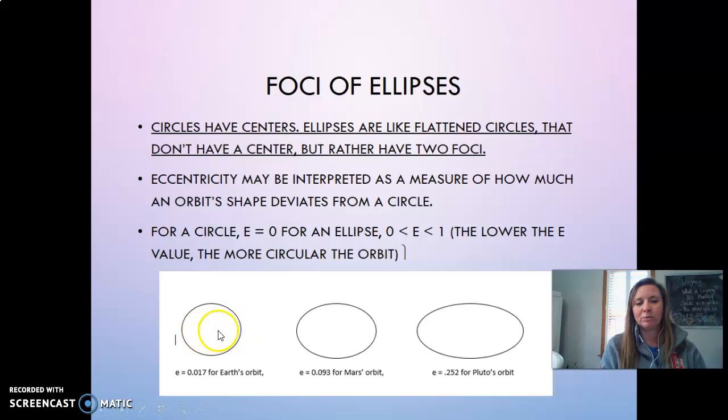So we would be able to put 2 foci here and measure out this distance moving around it, or the sweeping distance. Same with here. This is Mars's orbit, and then Pluto's orbit way out here. So eccentricity may be interpreted as a measure of how much an orbit's shape deviates from a circle. For a circle, e equals 0. And for anything else, for an ellipse, it's going to be a lower value than 1.